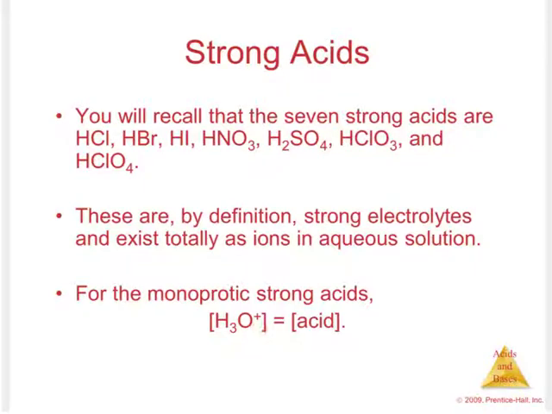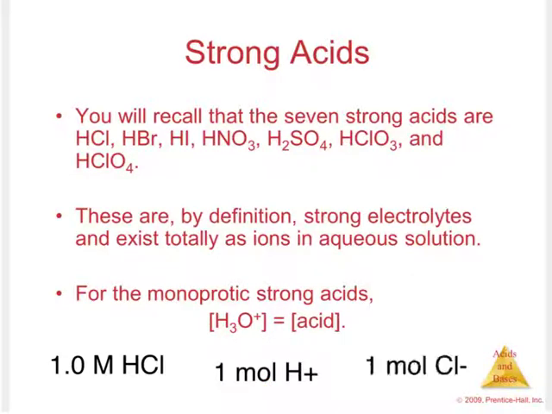For example, if you start with 1 molar HCl and it completely ionizes, then it's going to produce 1 mole of hydrogen or hydronium ions, as well as 1 mole of chloride ions. So, for a strong acid, monoprotic acid, the concentration of the acid or the molarity is going to be equal to the hydrogen or hydronium ion concentration.